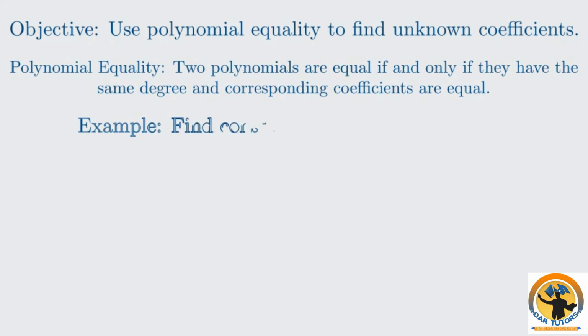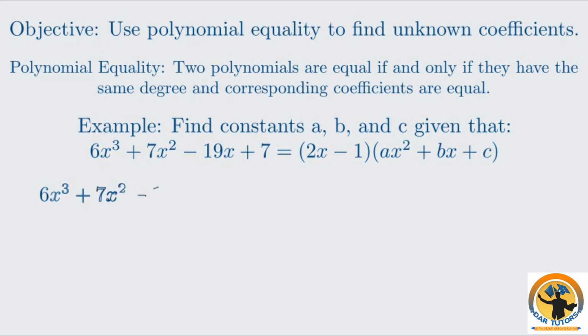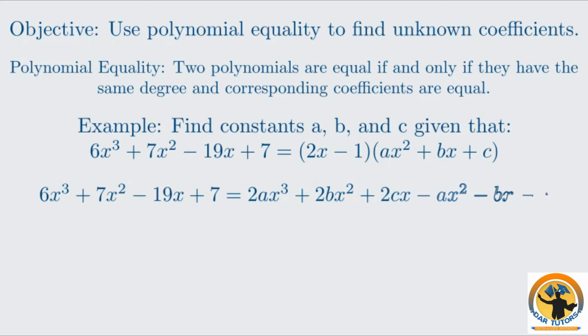We are given that 6x cubed plus 7x squared minus 19x plus 7 is equal to the product of 2x minus 1 and ax squared plus bx plus c. We need to find the constants a, b, and c. First, we expand the right-hand side. We multiply each term in the first bracket by each term in the second. This gives us 2ax cubed plus 2bx squared plus 2cx minus ax squared minus bx minus c.